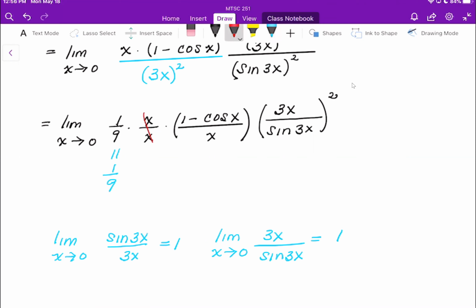These divide out algebraically. This limit is 0, and this limit is 1 squared. So now I'm going to get 1 over 9 times 0 times 1. So this answer is 0.